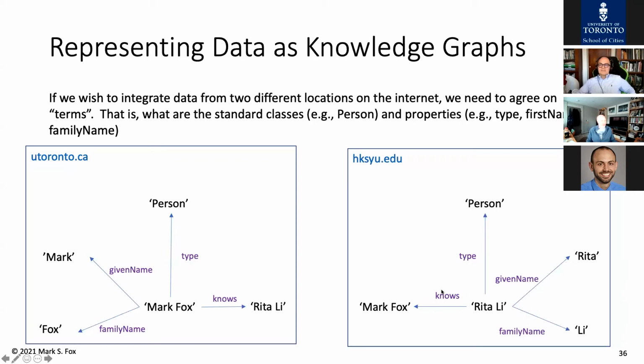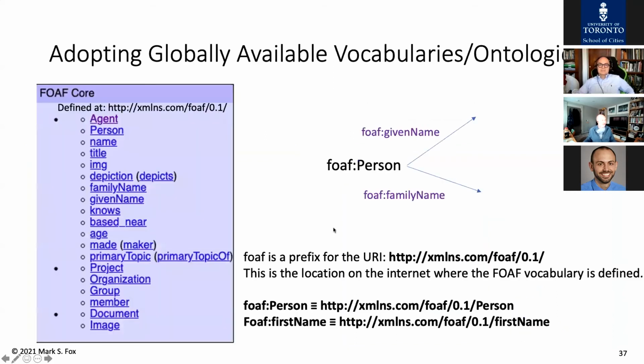So the point is, in order for us to relate any of this to any of these property names, and even Mark Fox and Rita Lee, we have to have a globally adopted vocabulary. So for example, there is a vocabulary called FOAF, or friend of a friend, in which they identify classes such as agent, person, and when it begins with a capital, it's a class or a concept. When it begins with a small letter, it's a property or attribute. And so we have a FOAF person has a property given name and property family name. And notice we have a prefix here, FOAF. That is a prefix for the URI, the Universal Resource Identifier, HTTP, XML. I'm not even going to read it all.